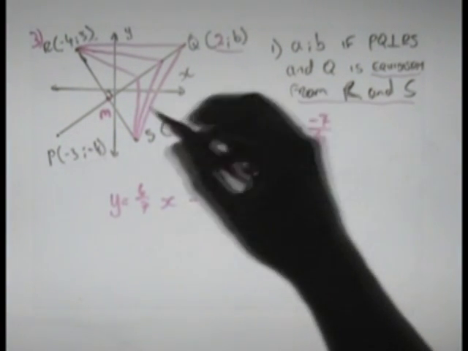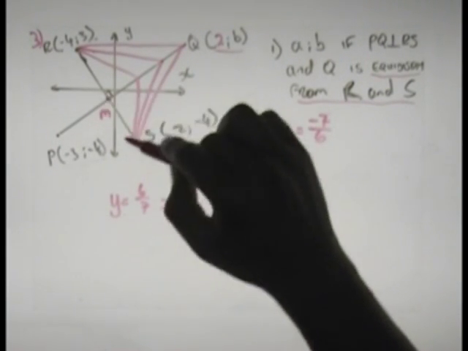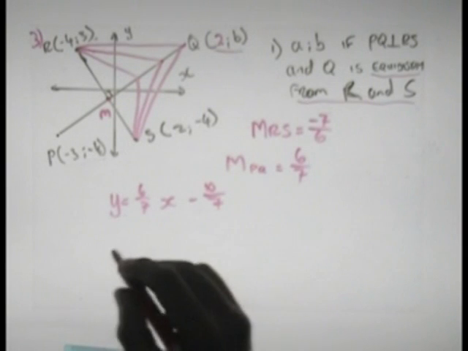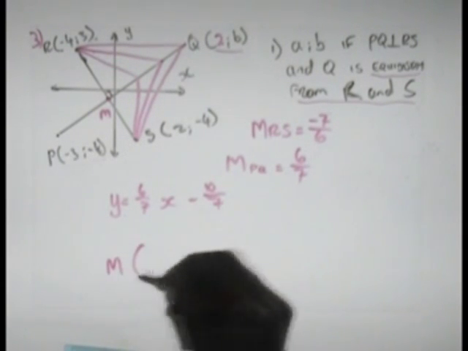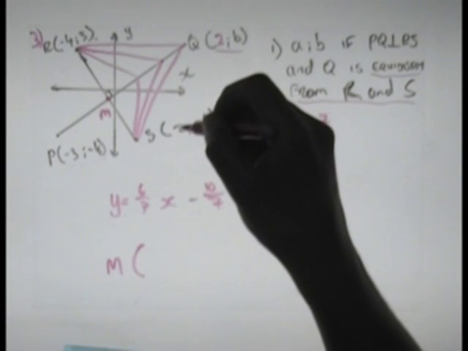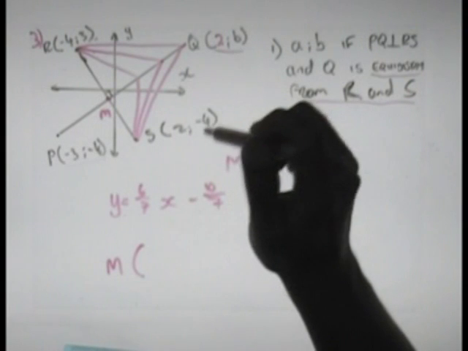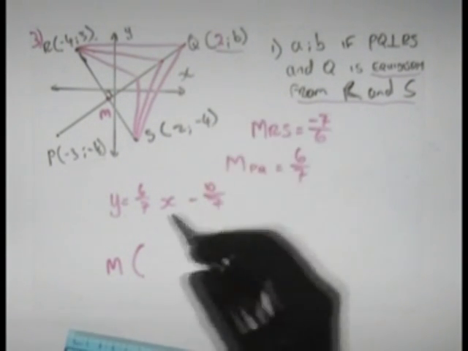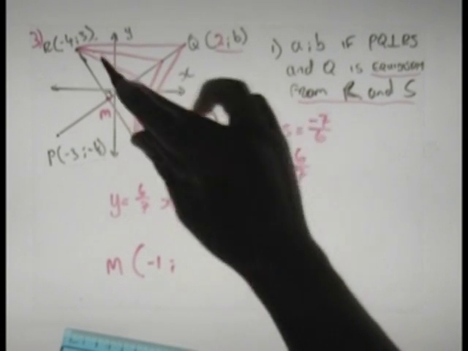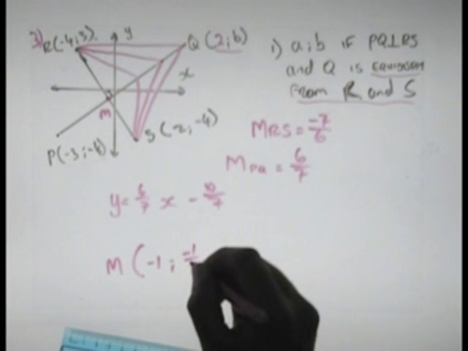The question I'm asking is, does it go through the midpoint of RS? Now the coordinates of M, the midpoint of RS, are going to be given by x2 plus x1, which is 2 plus negative 4, which is equal to negative 2 divided by 2 is negative 1, and the y value is negative 4 plus 3, which is negative 1 over 2, negative 1 over 2.